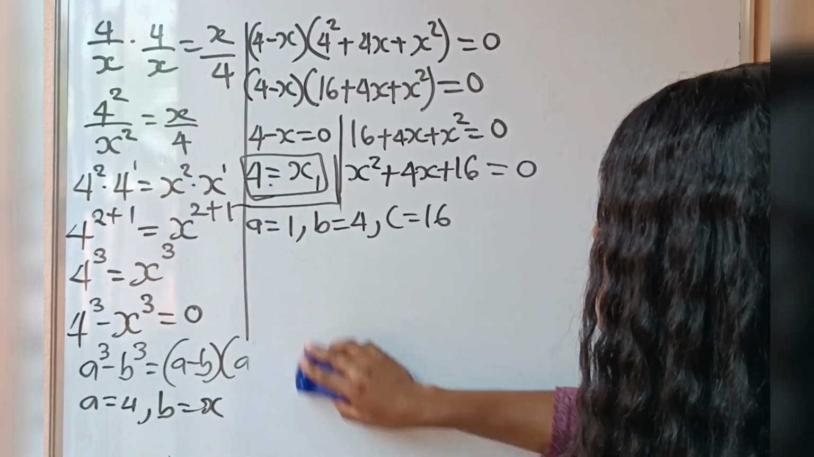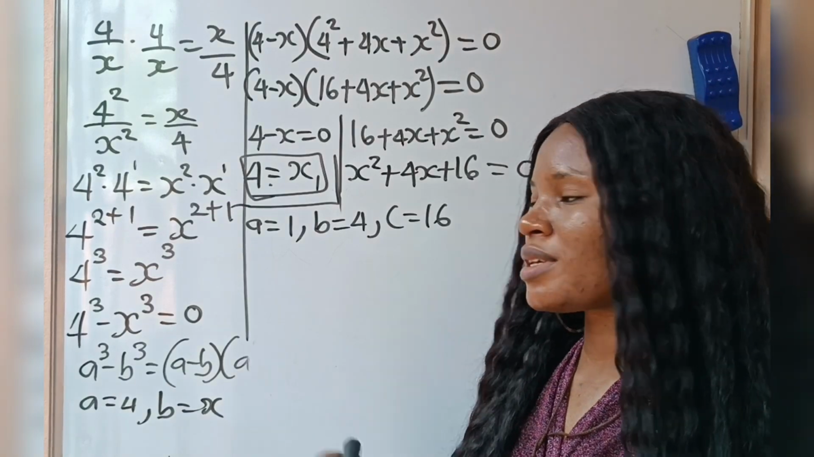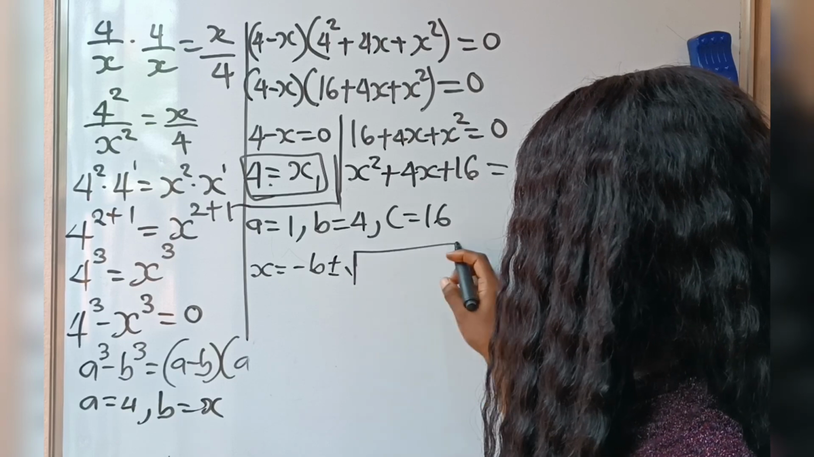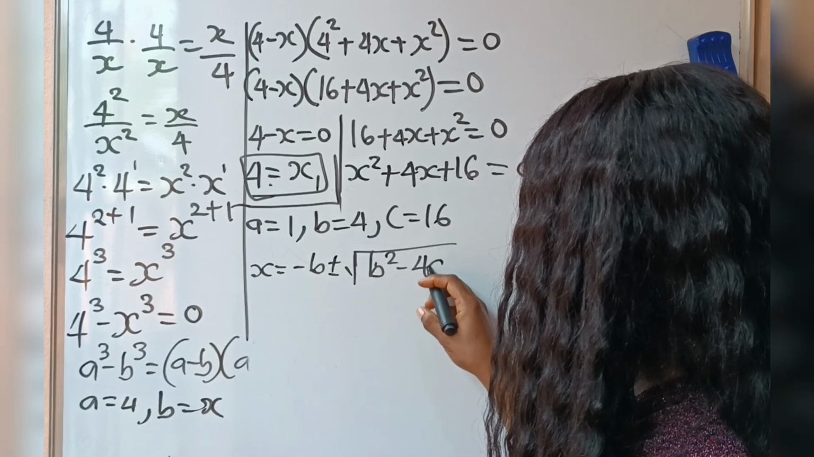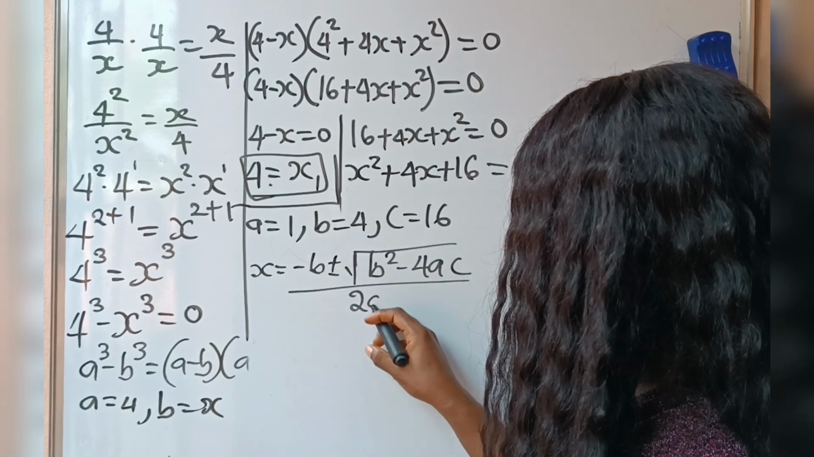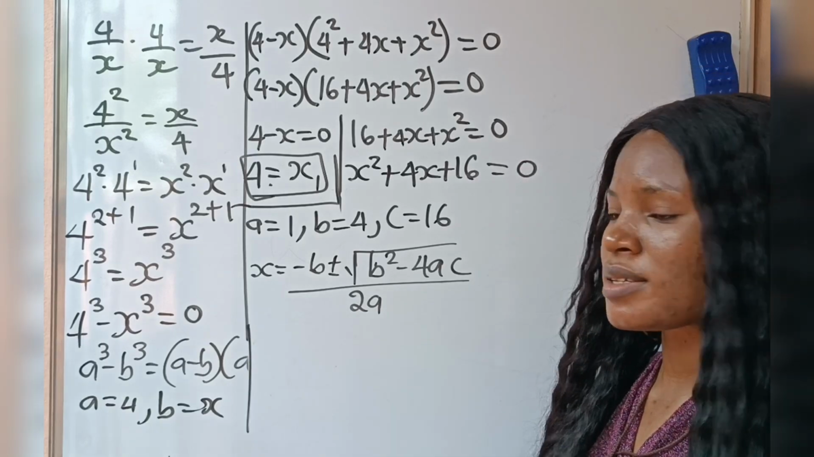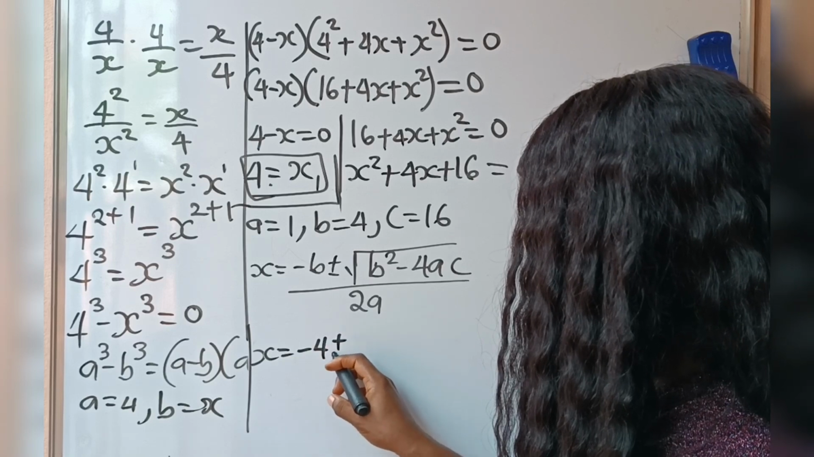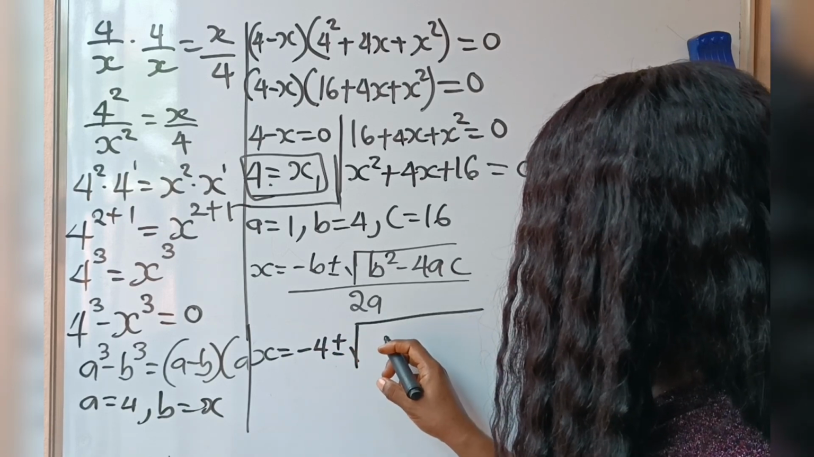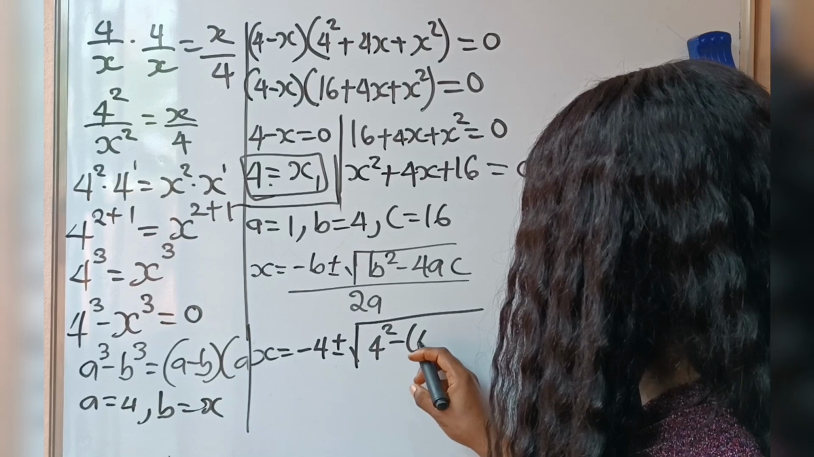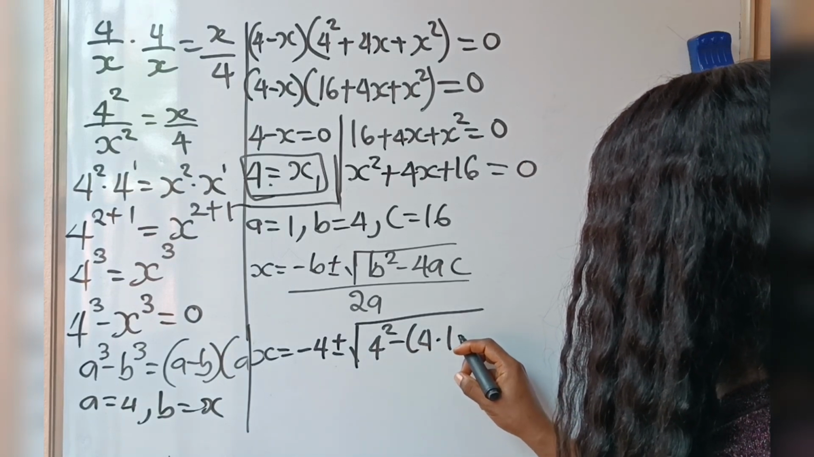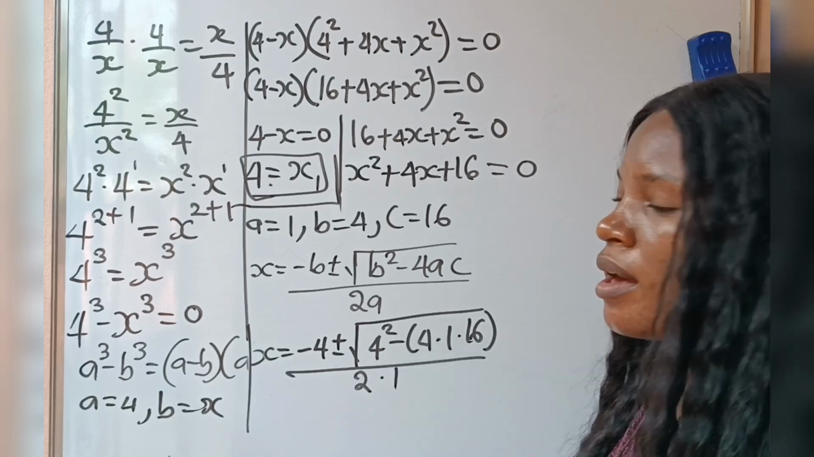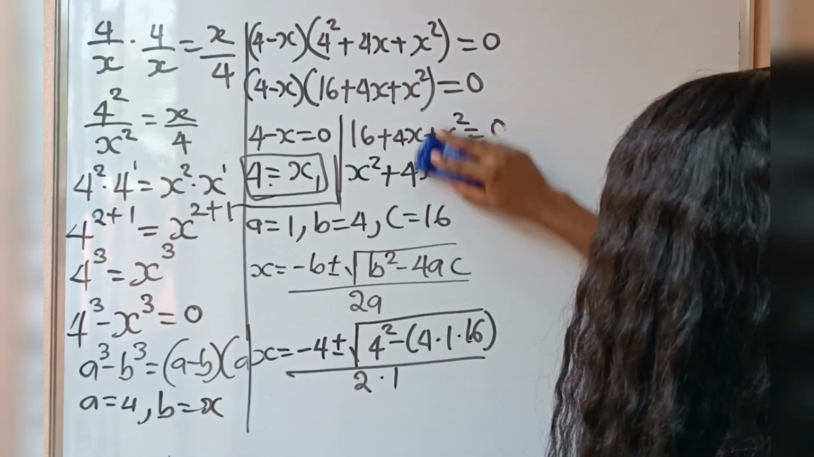Now we are going to use the quadratic equation formula, which states that our x is equal to minus b plus or minus square root of b squared minus 4ac, everything divided by 2a. That is what x is. Therefore, x is equal to minus 4 plus or minus square root of 4 squared minus 4 multiplied by 1 multiplied by 16, right? Everything divided by 2 multiplied by 1. So we continue.